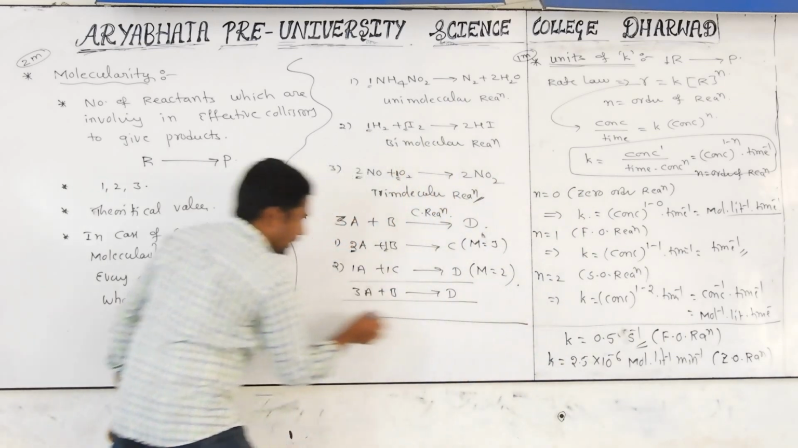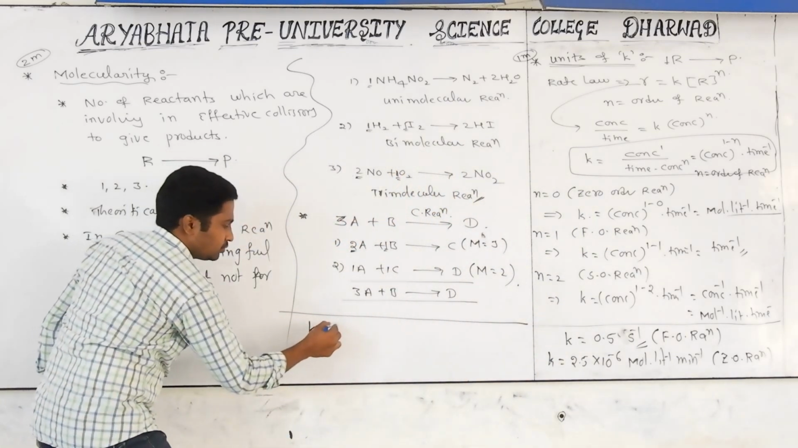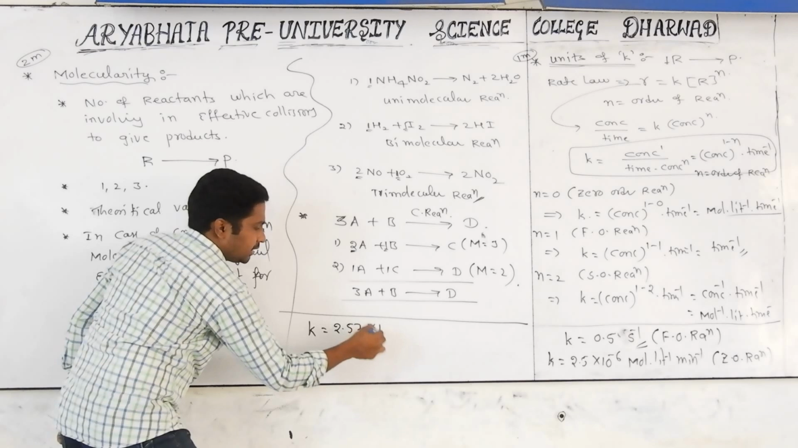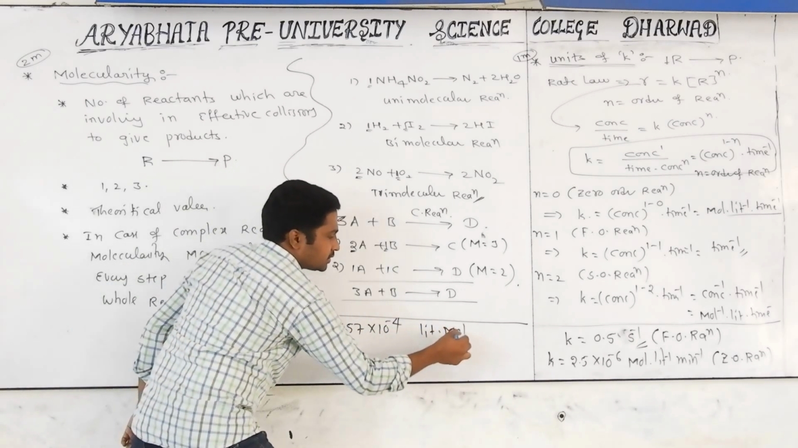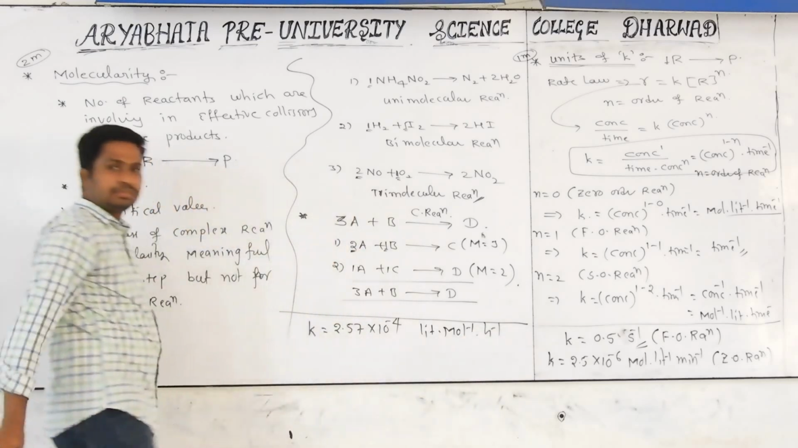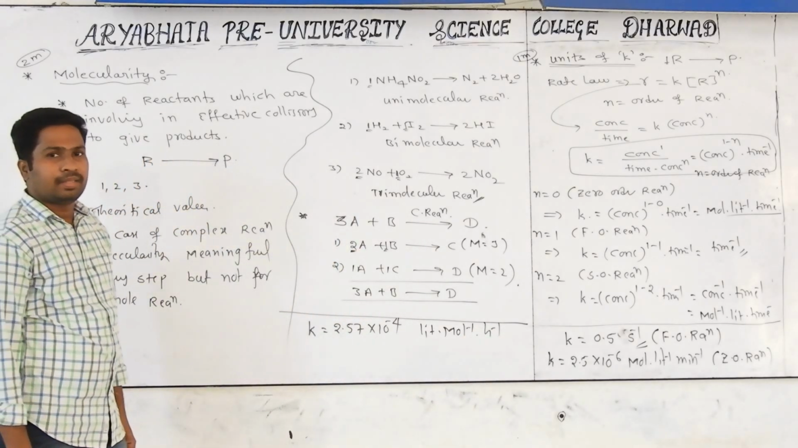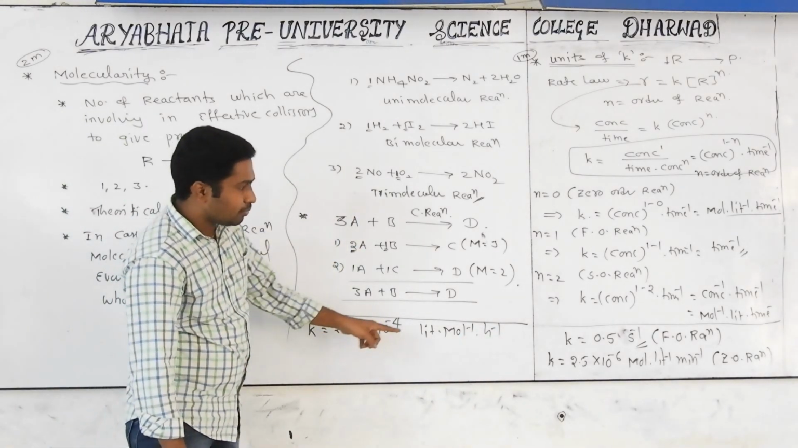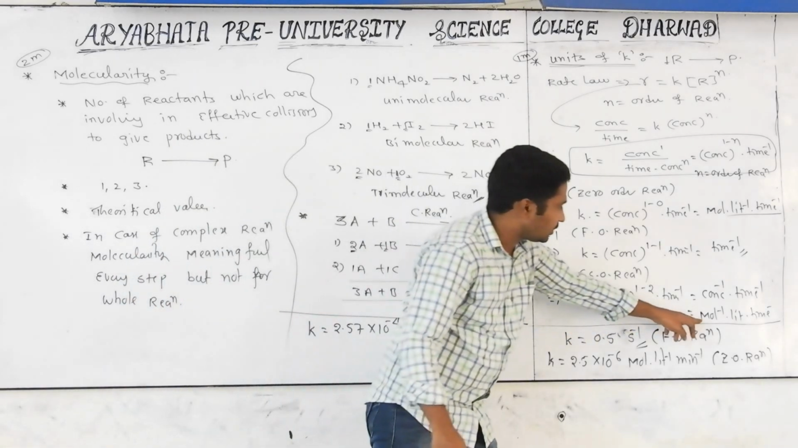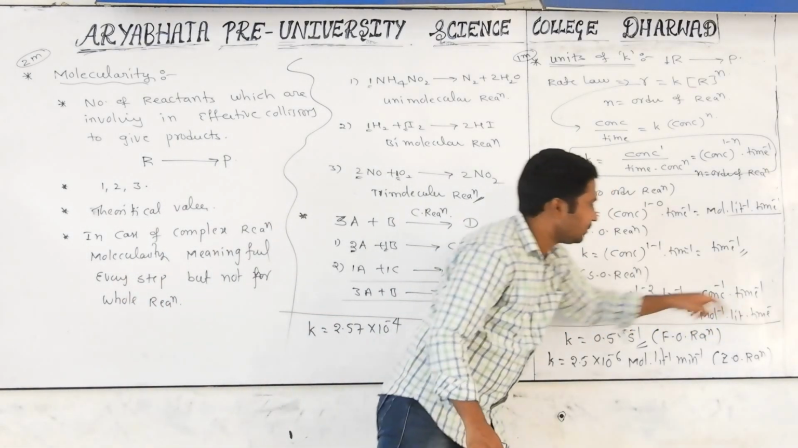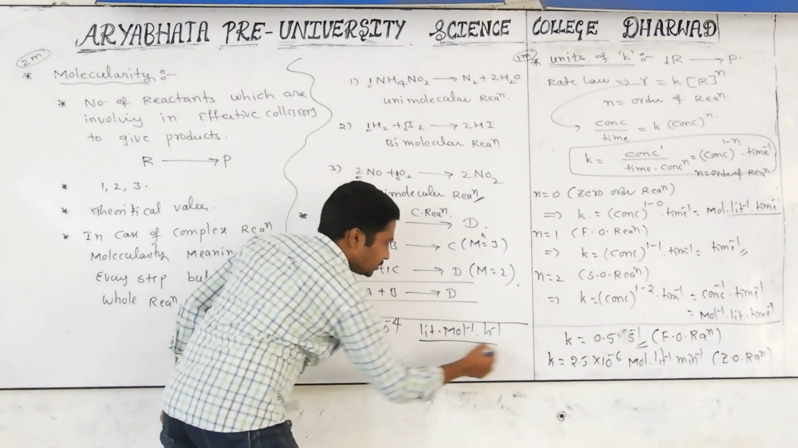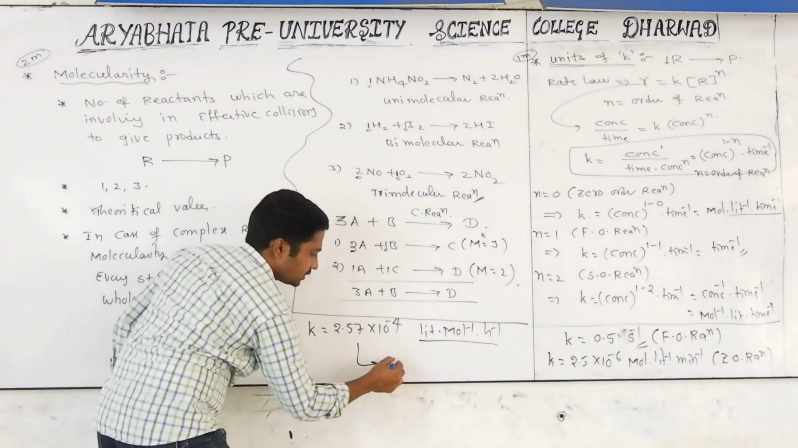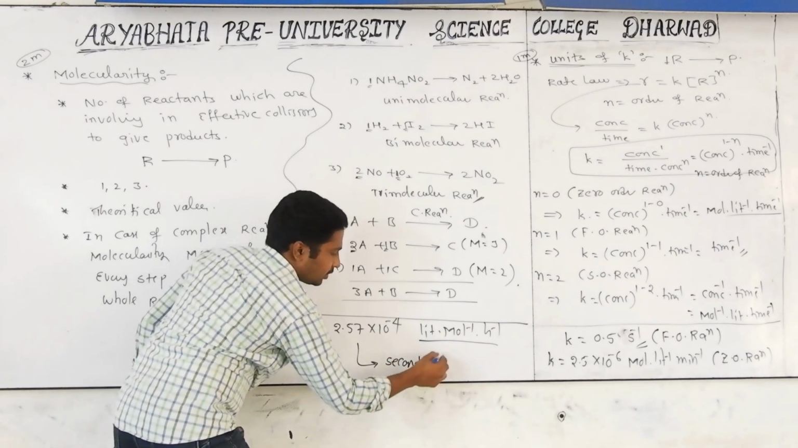Now, one more K value is given. K equals 2.57 into 10 to the power of minus 4 liter mole inverse and hours inverse. Liter mole inverse and hours inverse is under which order? Liter mole inverse time inverse is which order? Second order reaction. That's why, from the units of K, we can tell which order the reaction is. Second order.